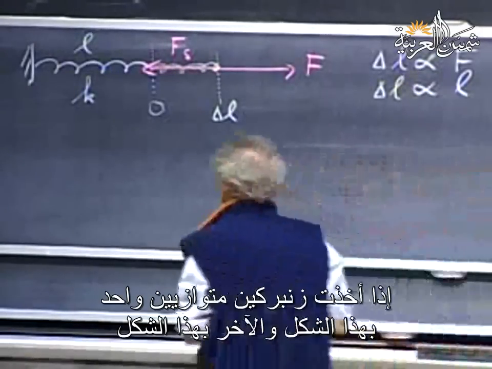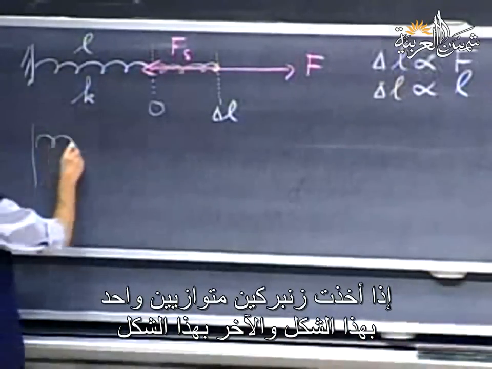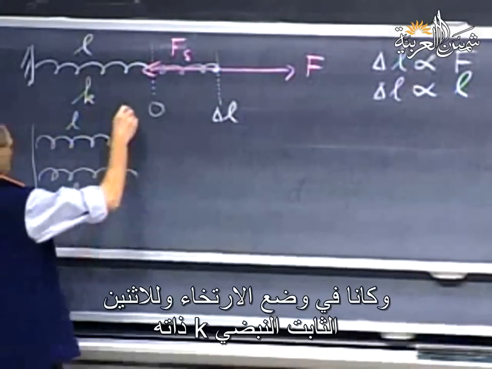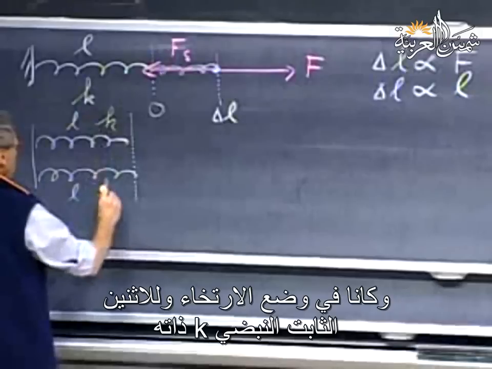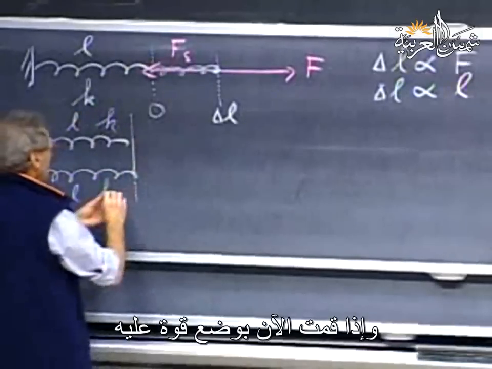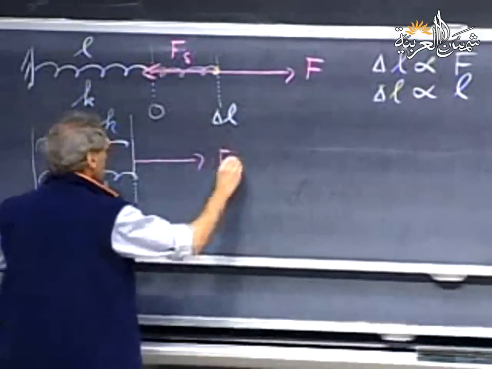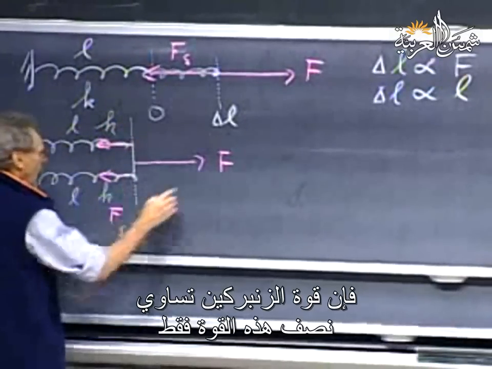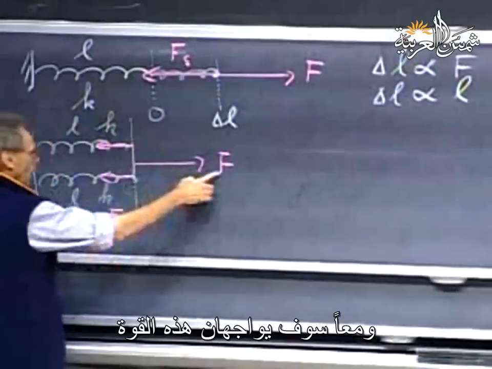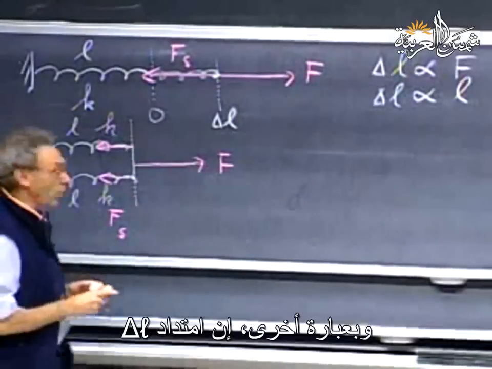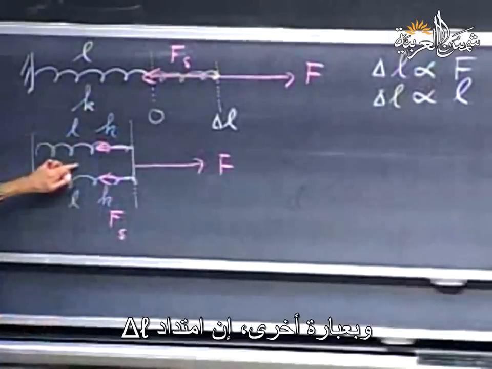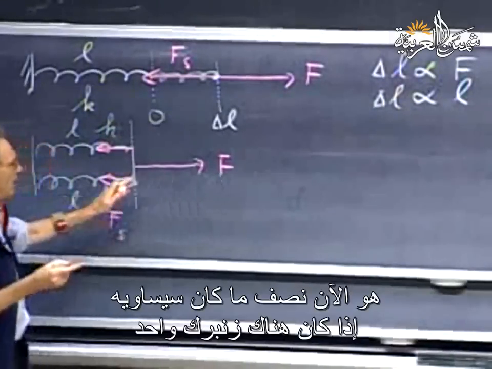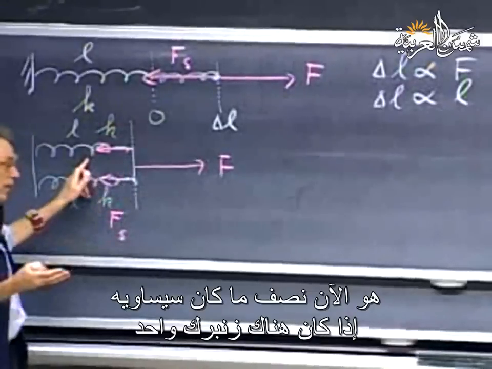If I take two springs parallel, one like so and one like so, relaxed length L, both the same spring constant K, and if now I apply a force on it, then each one of these spring forces is only half this one. Together they counter this force. In other words, the extension delta L that I obtain from this external force is now only half as much as it would be with one spring.